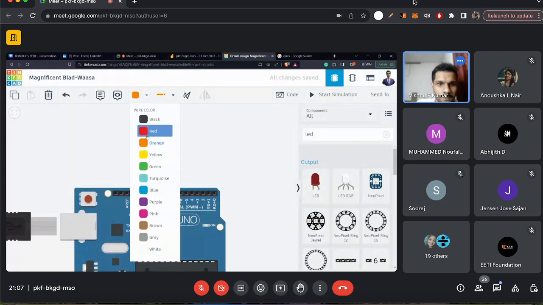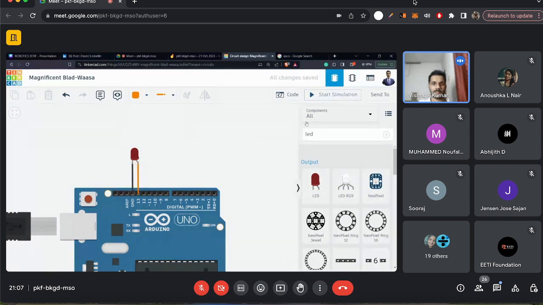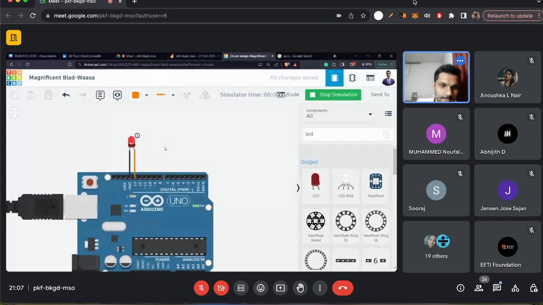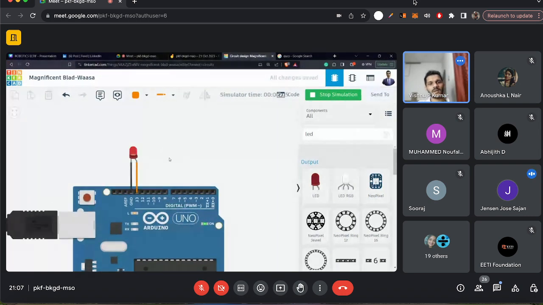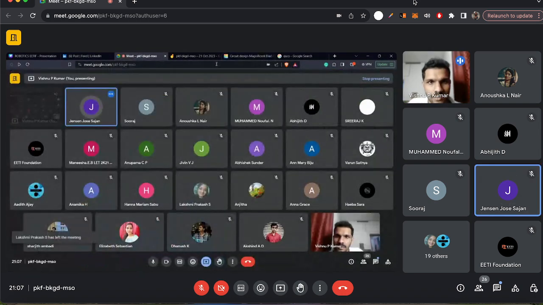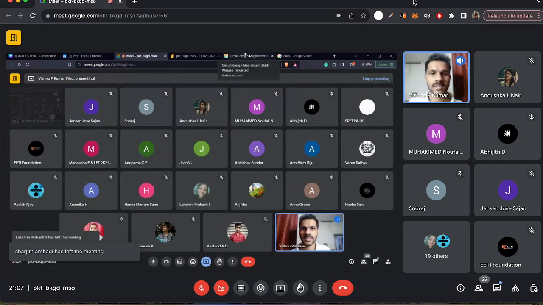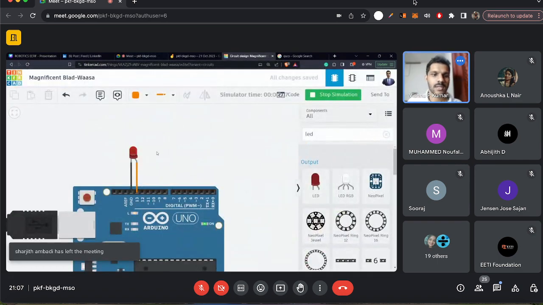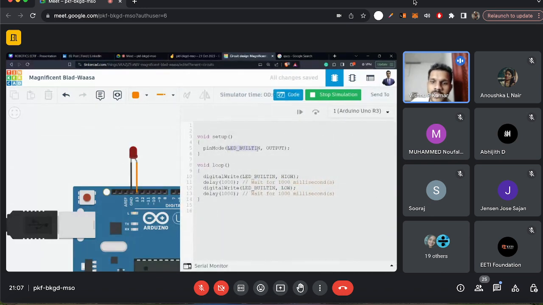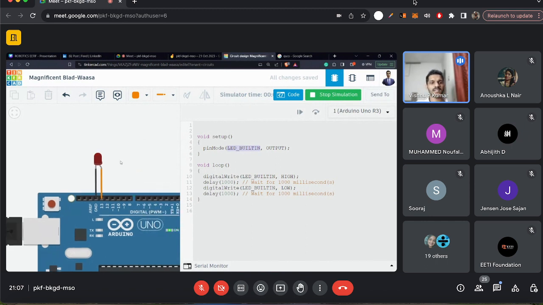I'm clicking on start simulation. There's a warning, right? Without a resistor, that's why we are seeing a small warning in between. In this code we have mentioned LED_BUILTIN, which means the built-in LED. So why is this external LED also blinking?